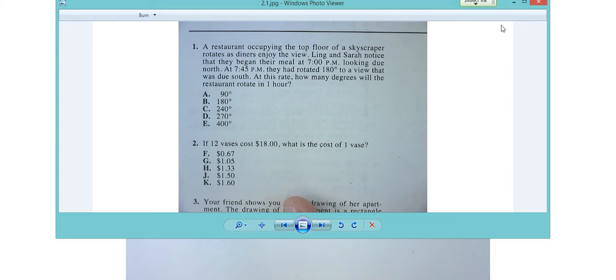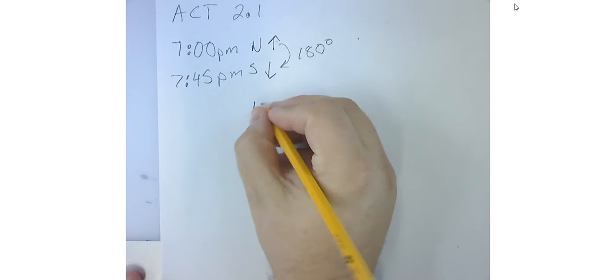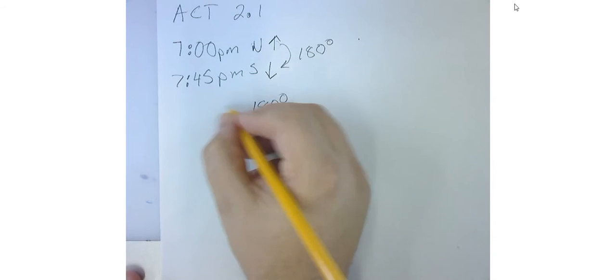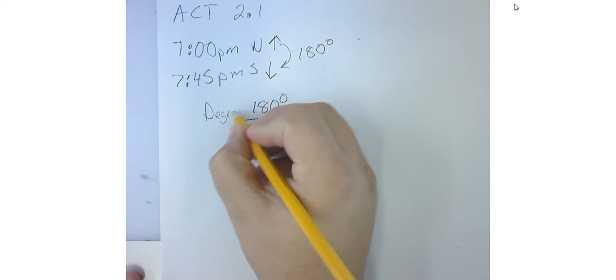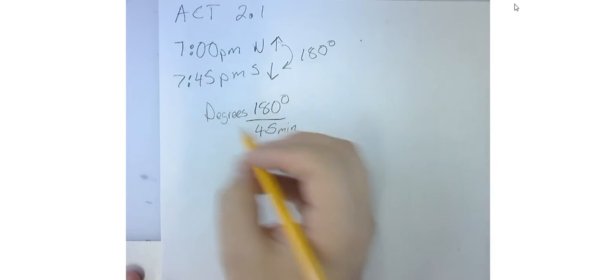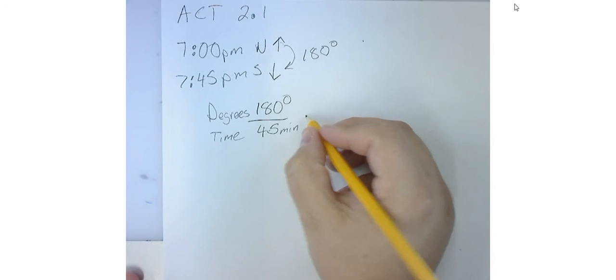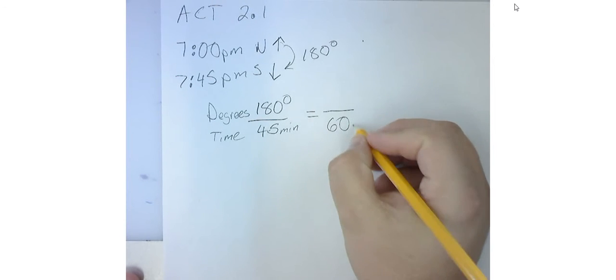Okay, so this is really a proportion problem. If we look at the information that we have, they rotated in a circular fashion 180 degrees in 45 minutes. So you can put the degrees on top and the time on the bottom. This is 45 minutes. And so the question was, so let me label this so you guys can see what we're doing here. Degrees, and we'll just call this time. And so the question was, how many degrees will they have rotated at 60 minutes?